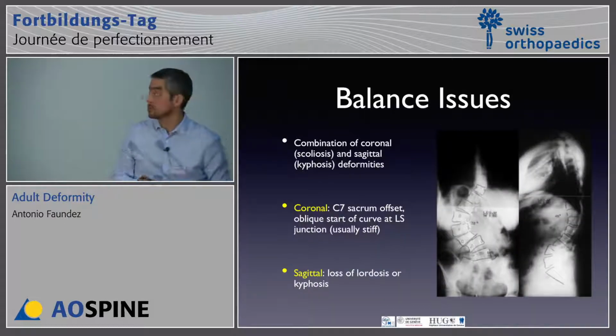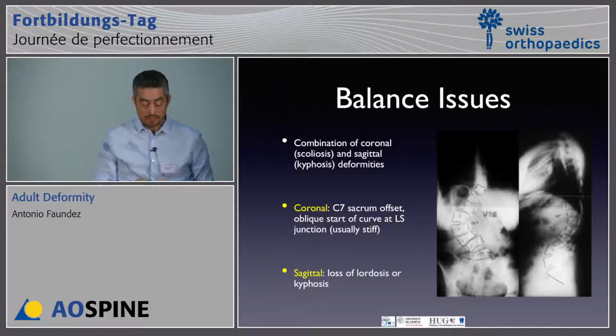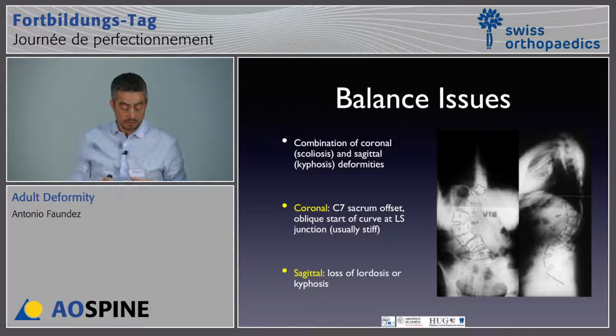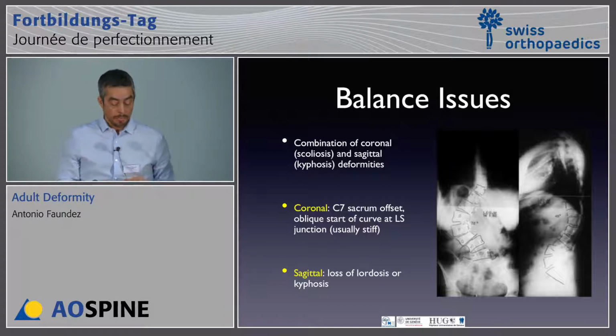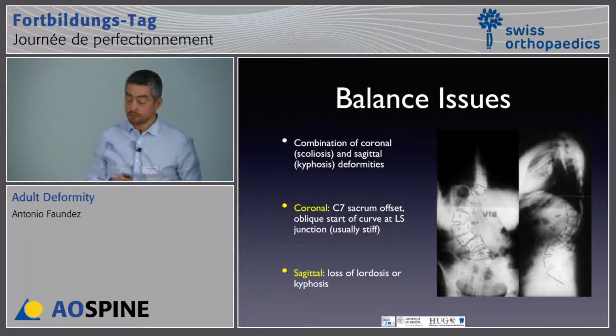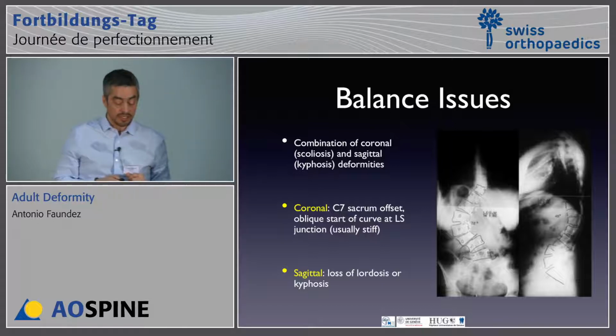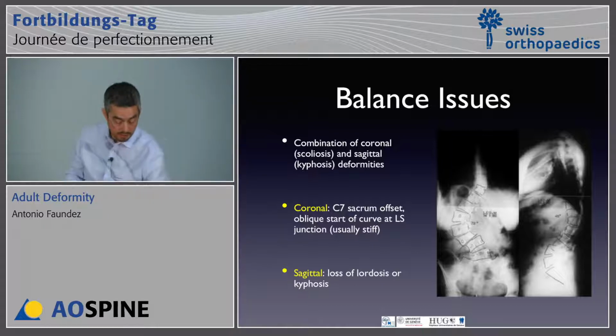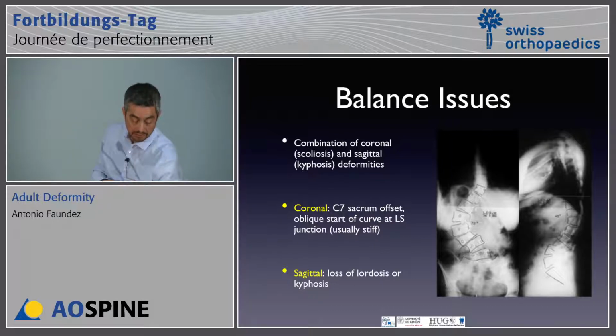Balance issues are also an important topic in degenerative deformities. It's, as I said, a combination of coronal scoliosis and sagittal kyphosis deformities. In the coronal plane, you have to look at the C7 sacrum offset. You also have to pay attention to the oblique start of the curve at the lumbar sacral junction, which is in adults usually stiff, and the loss of lordosis in the sagittal plane.